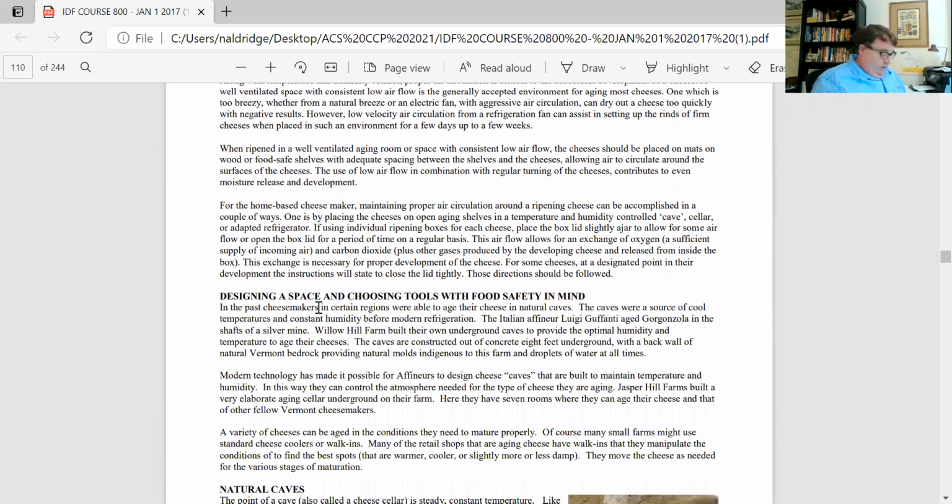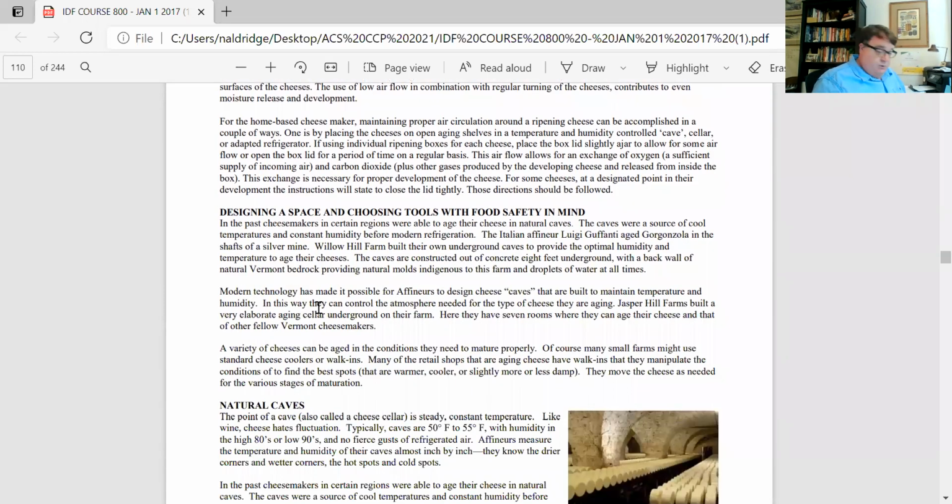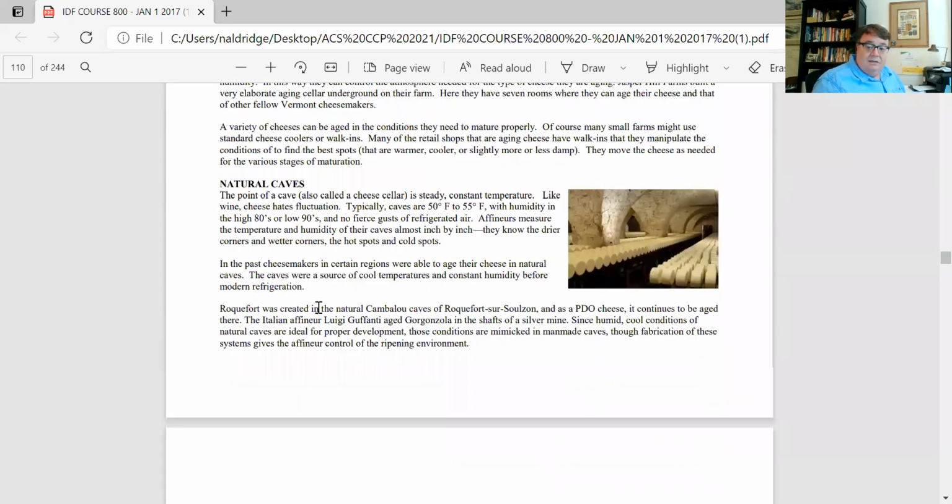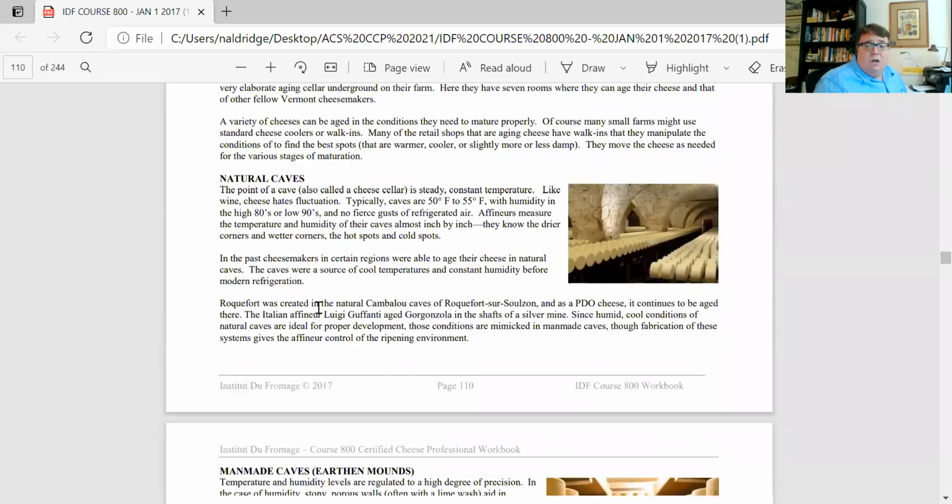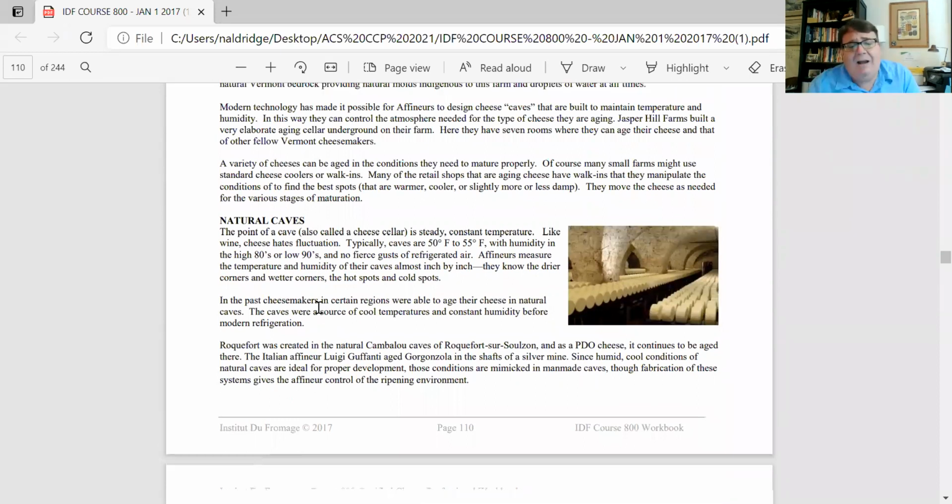All righty, now we're going to go to the bottom of page 110. Natural caves, it's cool. To think more about natural caves, I doubt you'll have questions about natural caves versus knowing which popular cheeses are aged in natural caves. One being Roquefort. Now Roquefort, write that word down.